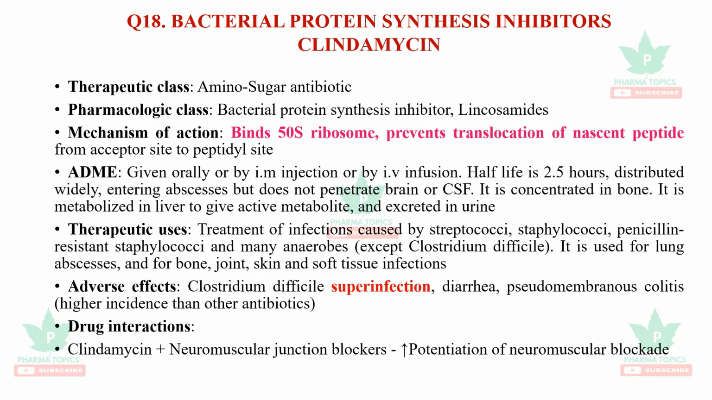Question number 18 is bacterial protein synthesis inhibitor, clindamycin. It is an amino sugar antibiotic. It binds to 50S ribosome, prevents translocation of nascent peptide from the acceptor site to the peptide site. It can be given orally or IM injection. It's used for treatment of infections caused by streptococci, staphylococci, penicillin-resistant staphylococcus, and many anaerobes, except Clostridium difficile. It is used for lung abscess, for bone, skin, and joint and soft tissue infections.